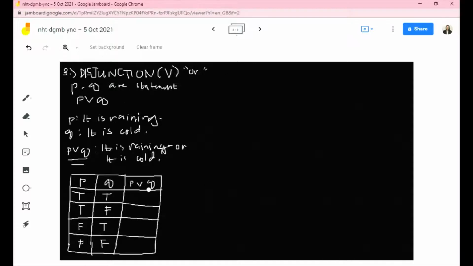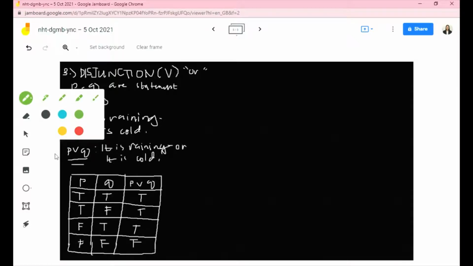Again, for the P or Q to be true, at least one of the statements or one of the propositions are true. Let's have true or true. This is true. True or false. This is true. False or true. This is true. False or false. This is false. So you see, there can only be one reason that will make your P or Q be false. That is when both of your propositions P and Q are false.